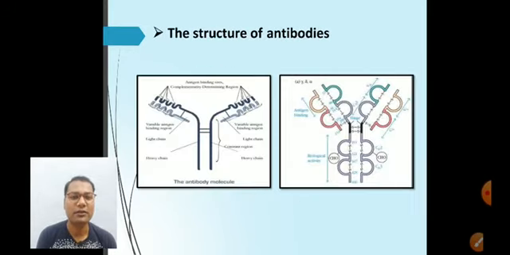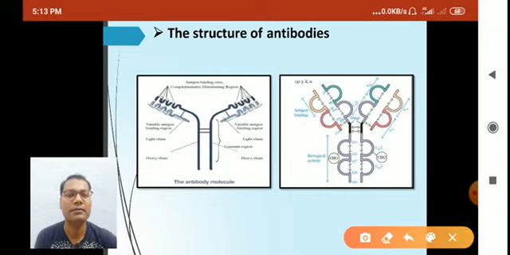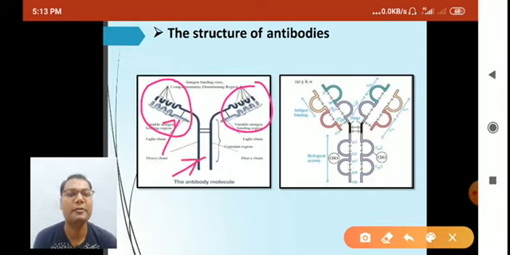This is the structure of antibodies. In the upper end, these are antigen binding sites. This is the light chain and this is the heavy chain, in both the strands.